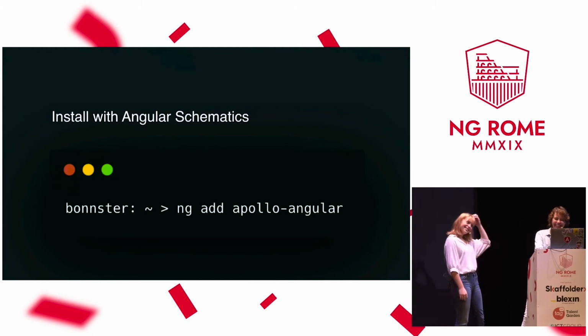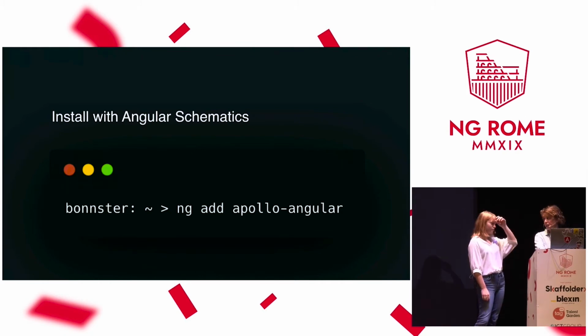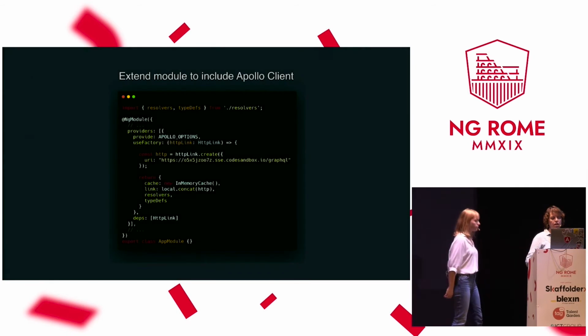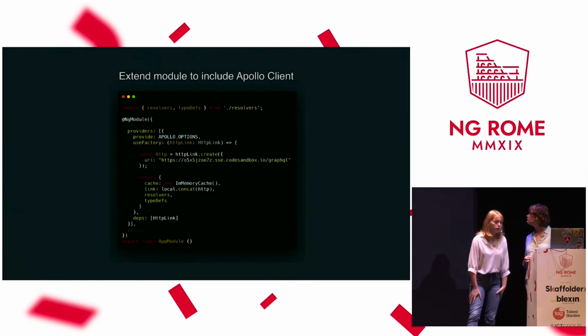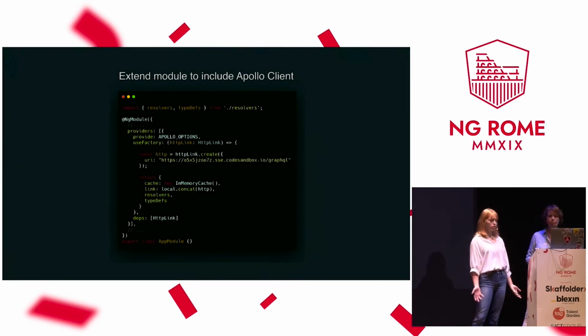Okay, so ng add Apollo Angular. I love schematics. Next thing you have to do is add Apollo to your project by extending your module. Again, this code is from the Apollo docs. In the snippet, you can see a link to a live working sandbox.